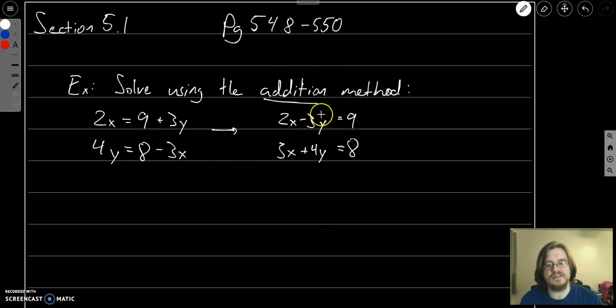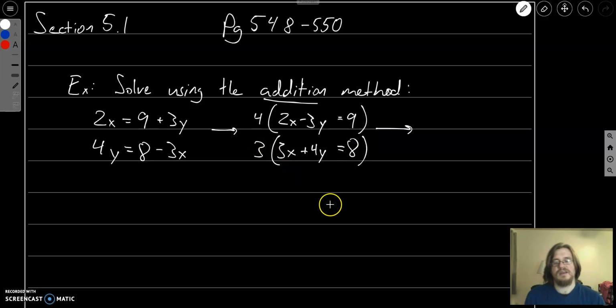So when we're using the addition method, we want our terms to cancel when we add them up. When we add the 2x and the 3x, we get 5x, that hasn't canceled. When we add the negative 3y and the 4y, they almost cancel, but I still have a y left over. So to combat that, I will multiply the top equation by 4 and the bottom equation by 3. How did I choose 4 and 3?